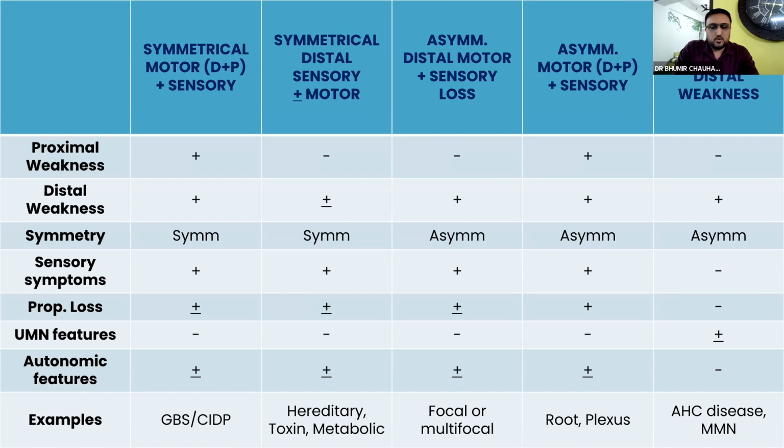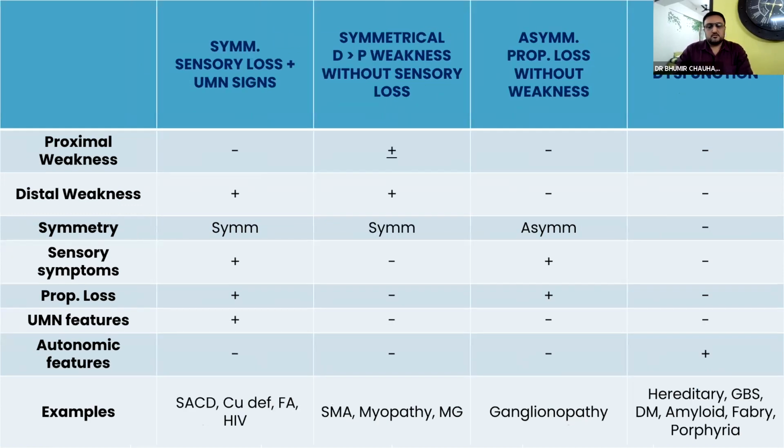I'll not read out the whole slide. You can go through it at your convenience. Below are certain examples, and these are other 4 patterns. In all, there are 8 to 9 different patterns which can be created out of clinical examination, and they will help guide you through further investigations, etiology, as well as treatment.